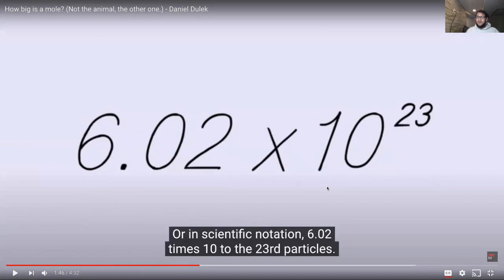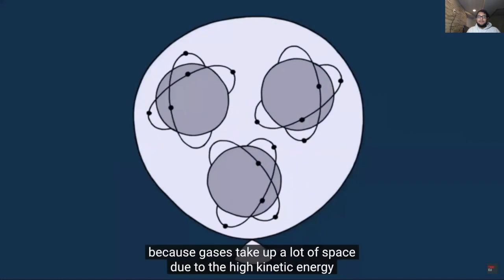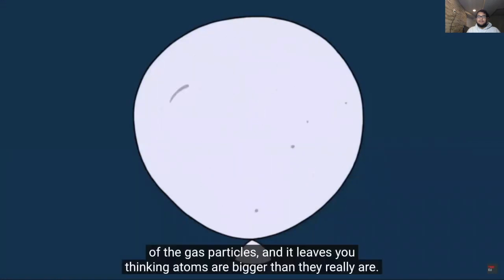That's why it's so important that we use the scientific notation and that we get more and more comfortable doing it this way and with our calculators as well. So we'll go over that a little bit later. This example is a little misleading because gases take up a lot of space due to the high kinetic energy of the gas particles, and it leaves you thinking atoms are bigger than they really are.